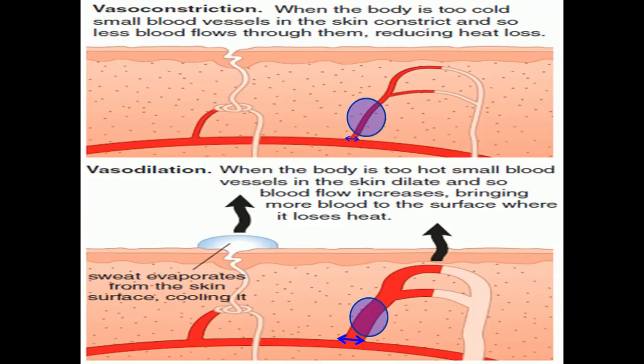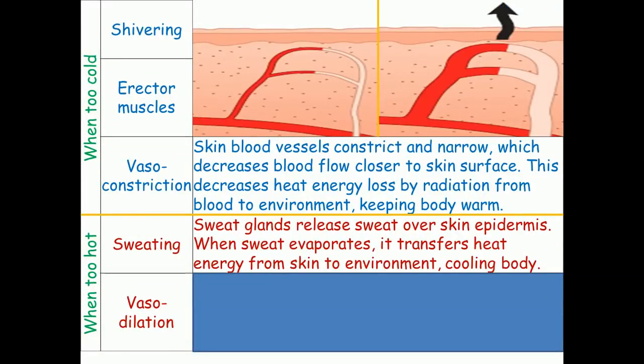And this has an effect on how much blood could flow closer to the skin surface. And if there's less blood flowing closer to the skin surface, that means less heat energy is lost to the environment. If there's more blood flowing closer to the skin surface, that means more heat energy can be lost to the environment via radiation. So to summarize that, in vasoconstriction, skin blood vessels constrict and narrow, and this decreases blood flow close to the skin surface, and this decreases heat energy lost by radiation from the blood to the environment, which keeps the body warm.